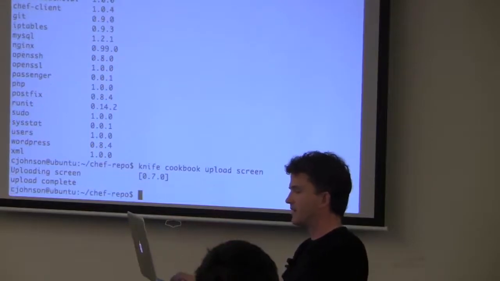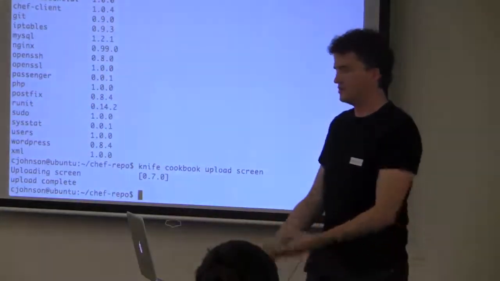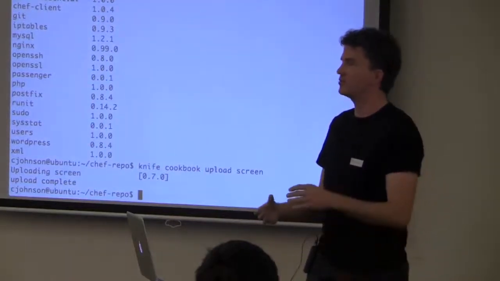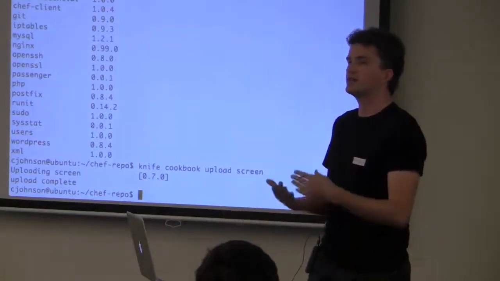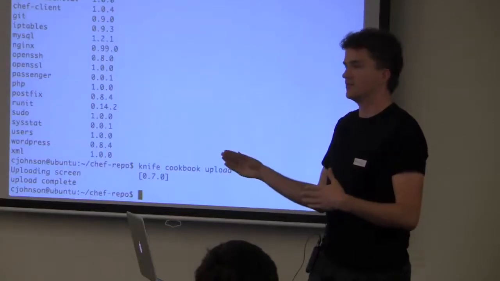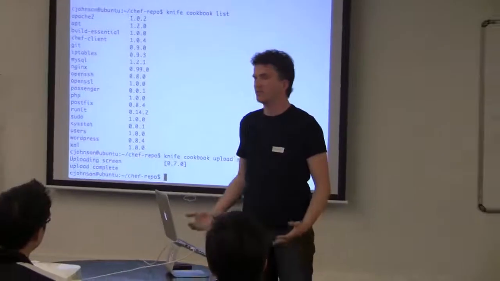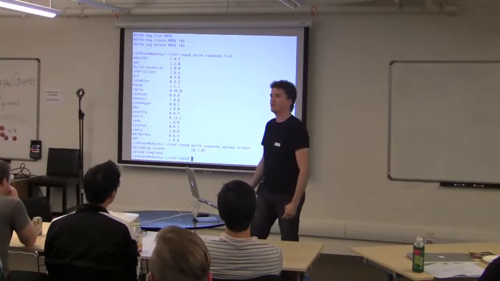What did you just do with knife cookbook upload? I have a cookbook sitting in my repo for screen already that should have been out there. I told it to upload the cookbook from my repo up to the Chef server. There is a disconnect between what is in your repo and what is running on the server, so you always want to see that the cookbooks you're calling are out there on the server. Again, this is one of the common pain points here.